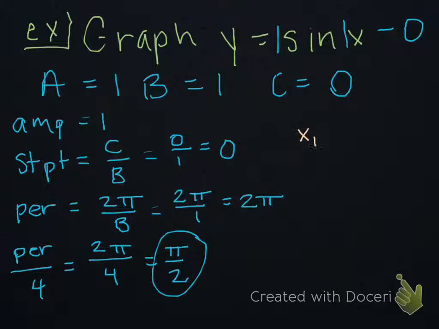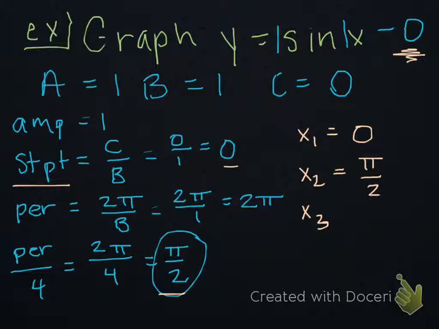So remember, your x1 value is always your starting point. So my starting point in this case is 0. It will not always start at 0. The moment you have a c value, you've now shifted away and you're not starting at 0. What we're adding each time is pi over 2. So 0 plus pi over 2 would be pi over 2. I'm going to add another pi over 2 to that. So when I add another pi over 2 to pi over 2, I get 2 pi over 2, which is just pi.